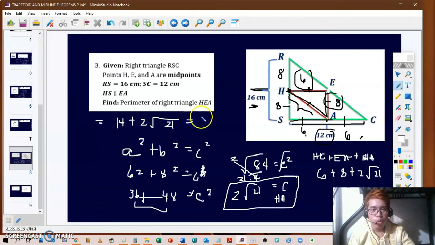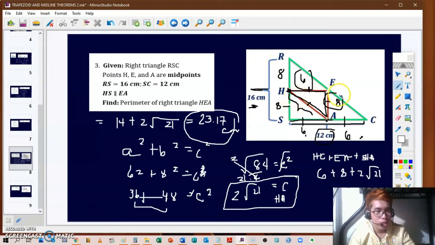going to be equal to 23.17 centimeters. Okay, so that means this is the perimeter of the right triangle that we have here, right triangle HEA. So its perimeter is equal to 23.17 centimeters.